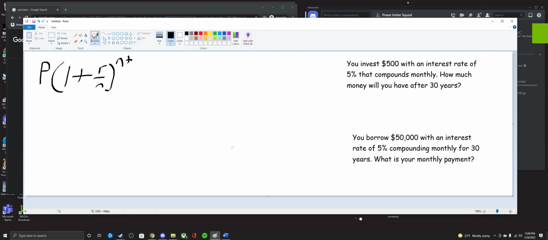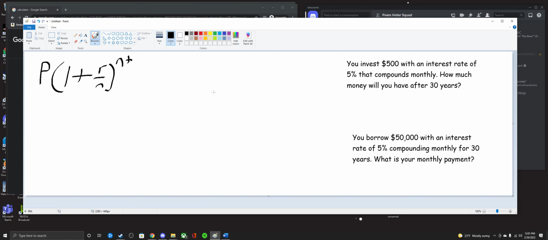Hey everyone, today I'm going to be showing you how to calculate compounding interest rate based questions. So, the first one we have here is you invest $500 with an interest rate of 5% that compounds monthly. How much money will you have after 30 years?